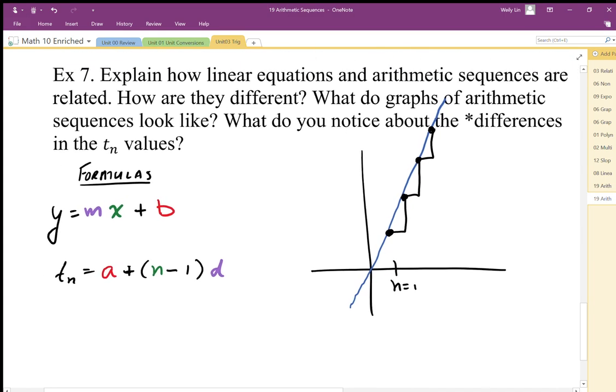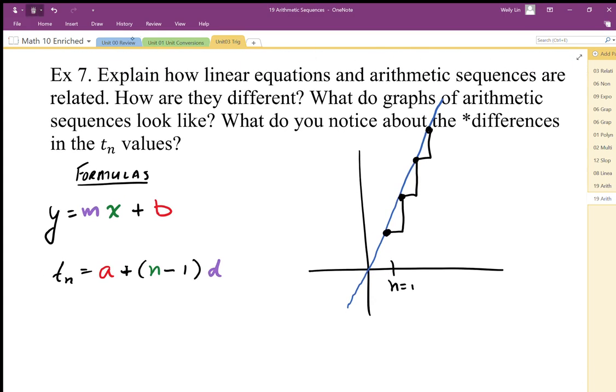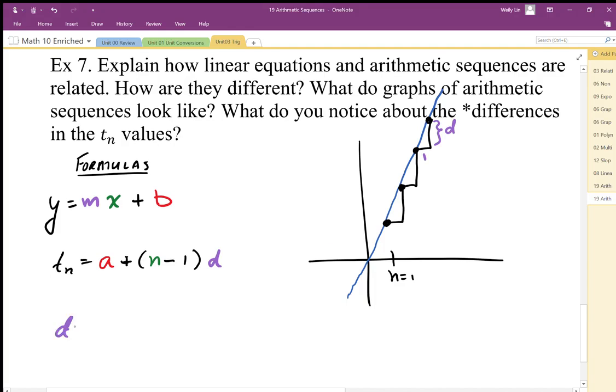So what do we notice about the differences in the Tn values? So when we talk about the differences here, this is d, it's always a step of 1. The difference is going to be the slope. So the difference value, d, is really the same as a unit slope. Okay, so with slopes we might have a run that's not 1, but when we make the run 1, we're essentially making a unit slope, and so the d and the unit slope are exactly the same.